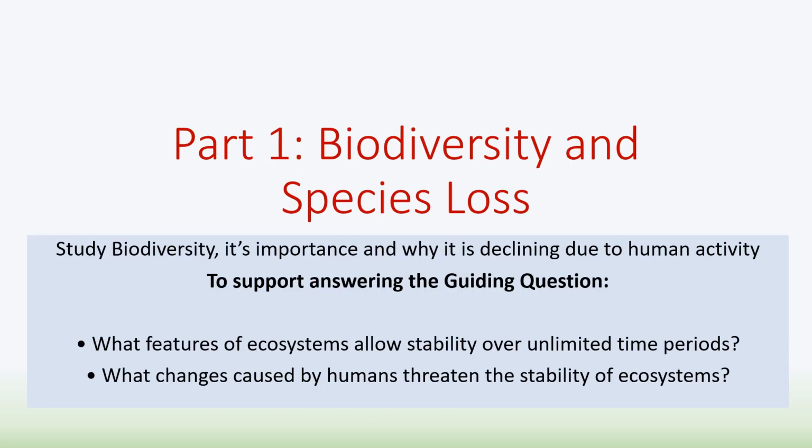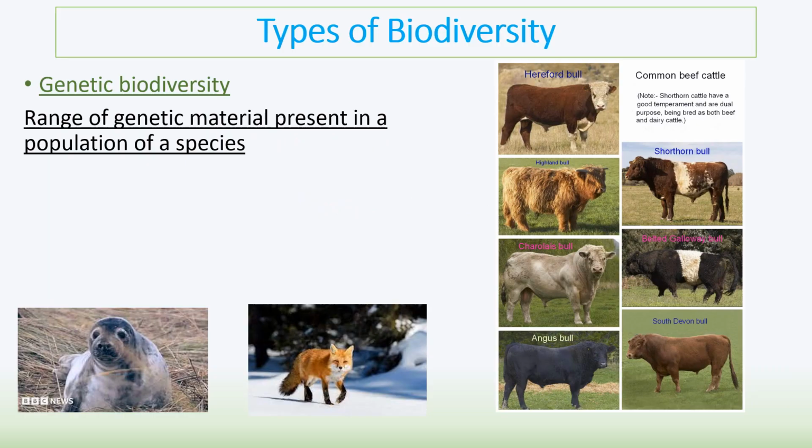So the first part we're going to look at today is biodiversity and species loss, and this will link to the field trip. It will also link to later work you will do on the species diversity index. So let's get into it and start by looking at biodiversity. There are different types of biodiversity.